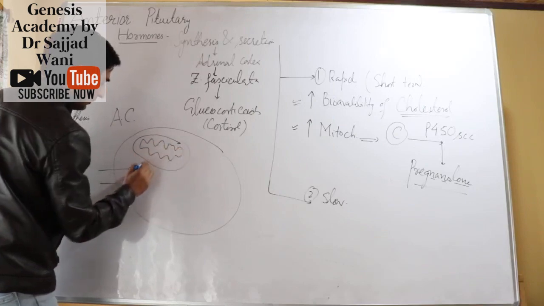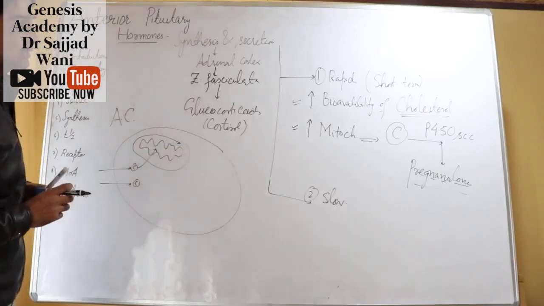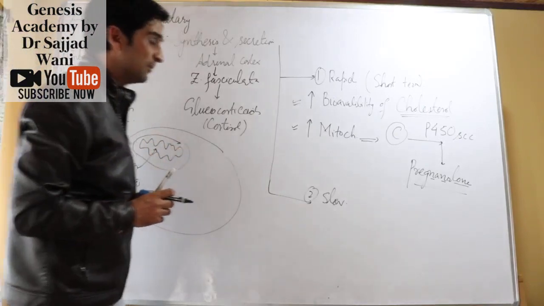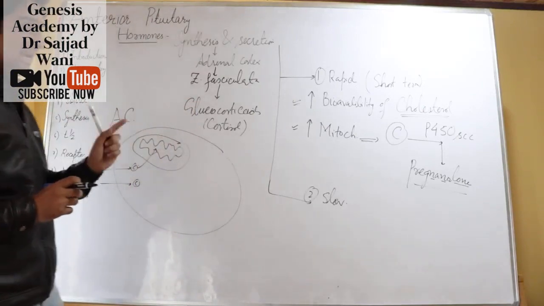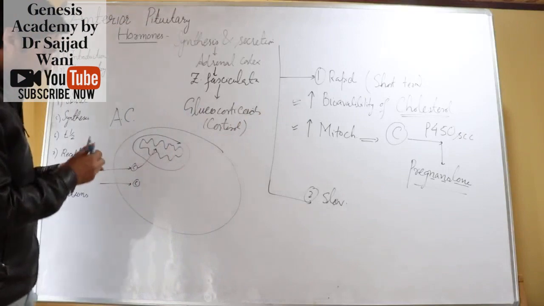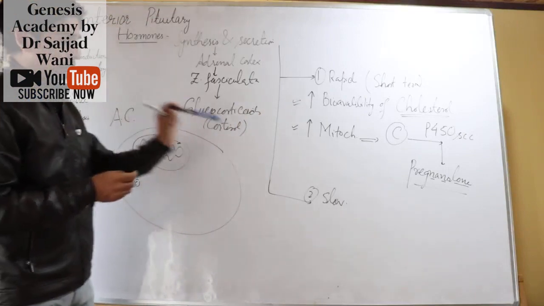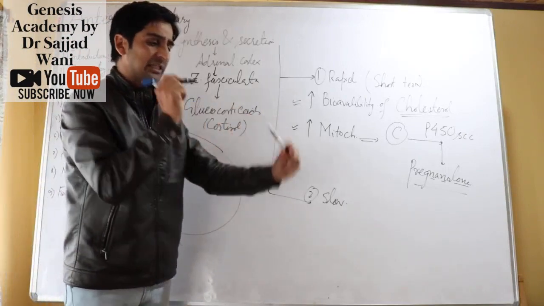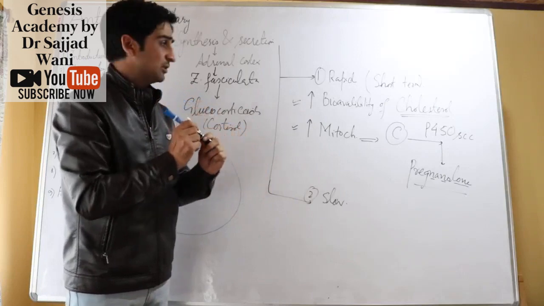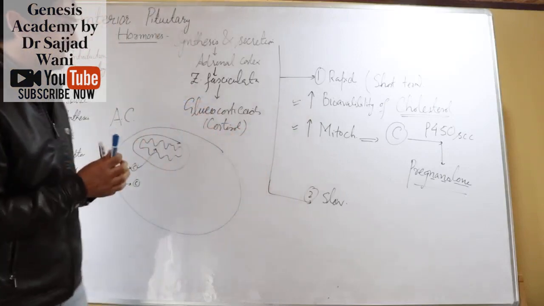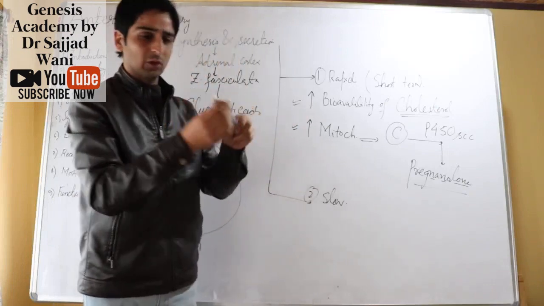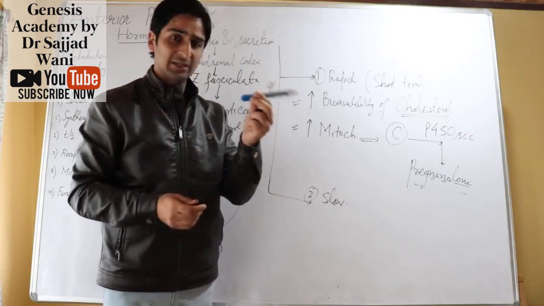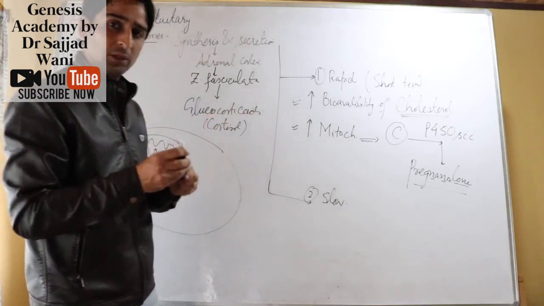Why? Because in the mitochondria there is an enzyme known as P450SCC. P450 is its name, and SCC means side chain cleavage. So the side chain of the cholesterol molecule is cleaved by this enzyme, P450SCC, and it converts the cholesterol into another molecule. Say this is the cholesterol and its side chain is cleaved, and the rest of the molecule is known as pregnenolone.